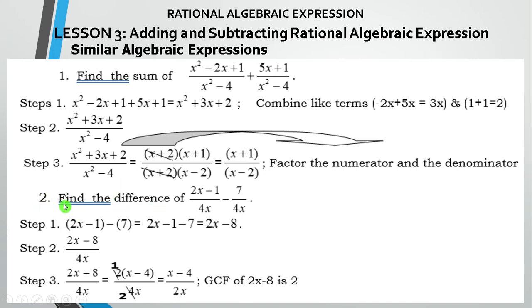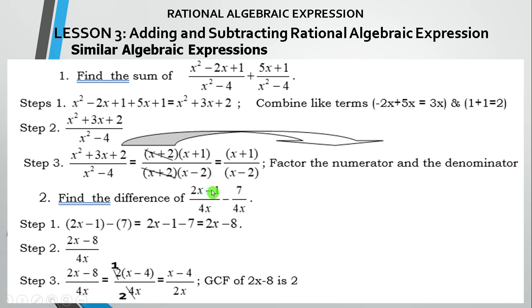Then, for number 2, we have to find the difference. So, this time, subtracting rational algebraic expression. So, our first term is 2x minus 1 over 4x. Then, minus, our second term is 7 over 4x. Makapareho po sila ng denominator, 4x. So, what we're going to do is subtract the numerators. We have 2x minus 1 minus 7. So, ang magiging result nito ay 2x minus 8 because this is minus 1 tapos minus 7.